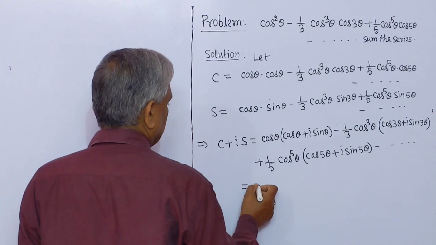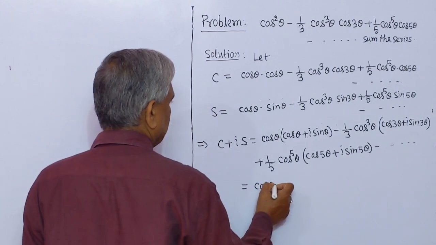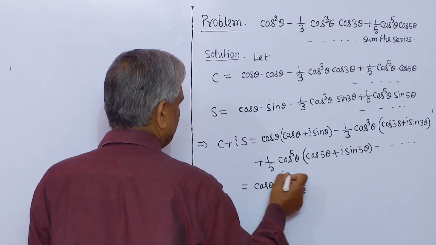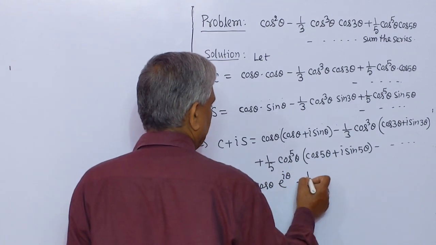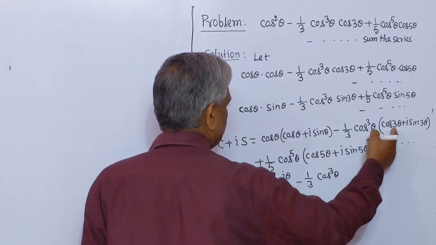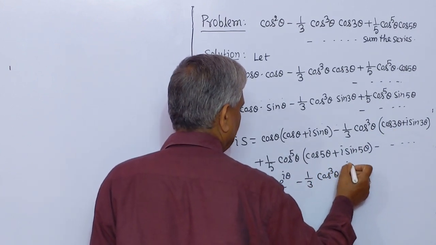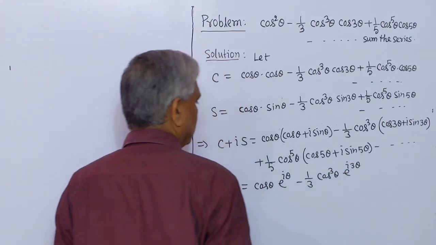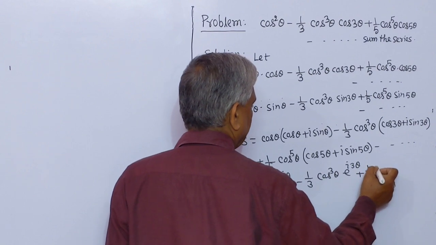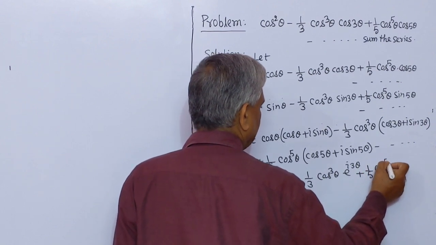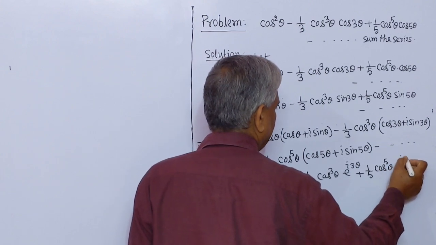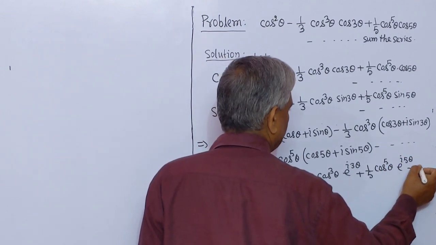cos theta plus i sin theta is e to the power i theta, minus 1 by 3 cos cube theta, this is e to the power i 3 theta, plus 1 by 5 cos to the power 5 theta, this is e to the power i 5 theta, minus dot dot dot.